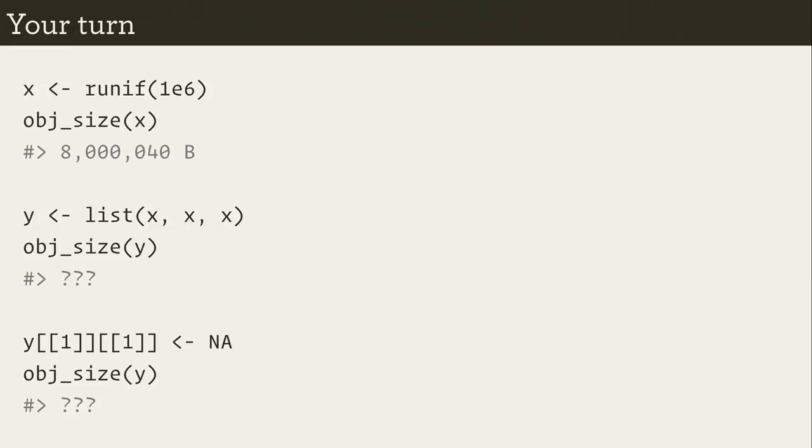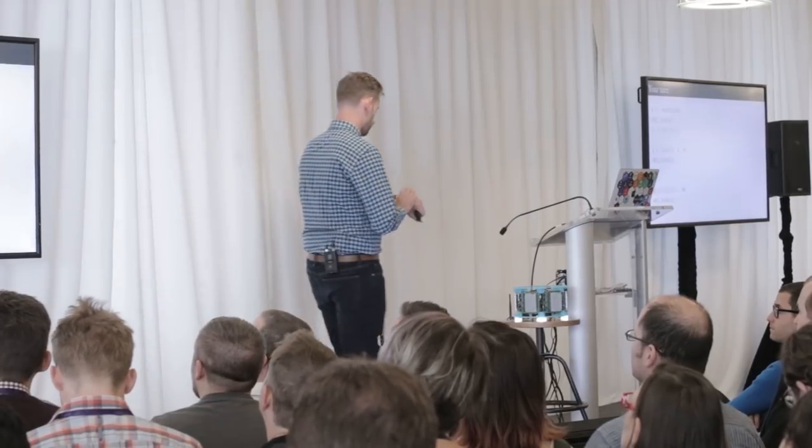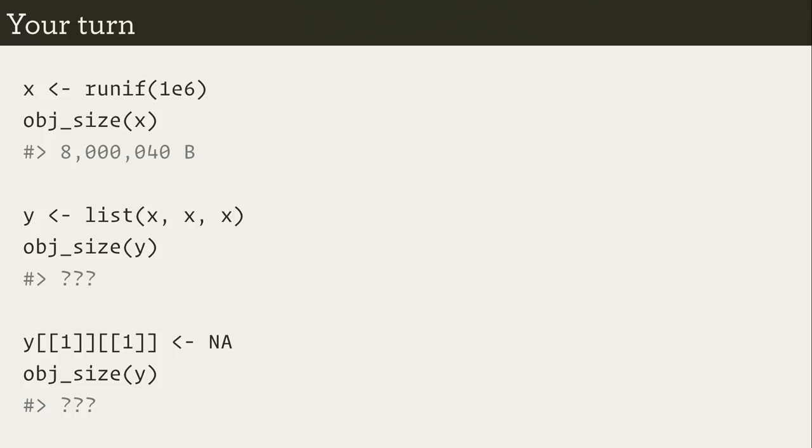So I want you to run this R code in your head. I've run the first line. I've created a vector with a million random uniforms, and I've found out its size, which is about 8 megabytes. So what I want you to do now is run the rest of the code in your head and see what it outputs. And then talk it over with your neighbor, see if you get the same answer or not. You've got 1 minute to run this code, starting now.